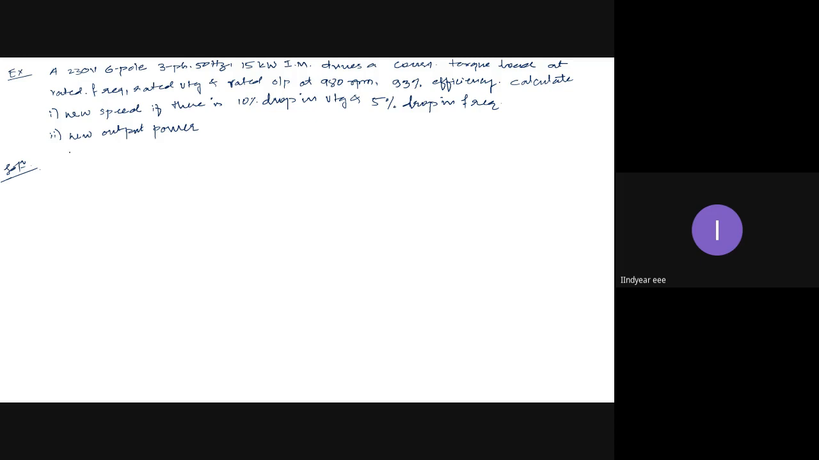In the first case, let the voltage V1 be equal to 230 volts. V1 is not a primary voltage, and V2 is not a secondary voltage; that is not the case here. So V1 is 230 volts. V2 is a 10% drop in voltage, in the sense that it will be 90% of V1. Then F1 is equal to 50 hertz. Then F2 is a 5% drop in frequency, that is 0.95 of F1.